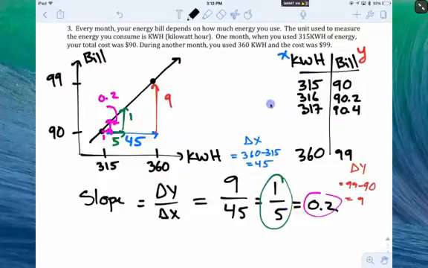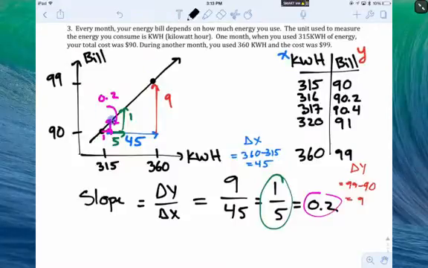Or, if it went all the way up by 5 kilowatt hours, so from 315 to say 320 kilowatt hours, the cost would go up by $1, so $91. And of course, if we count it one by one, 318, 319, 320, we'd have 90.6, 90.8, 91. So all these different ratios representing the slope show up in our table of values and our graph.